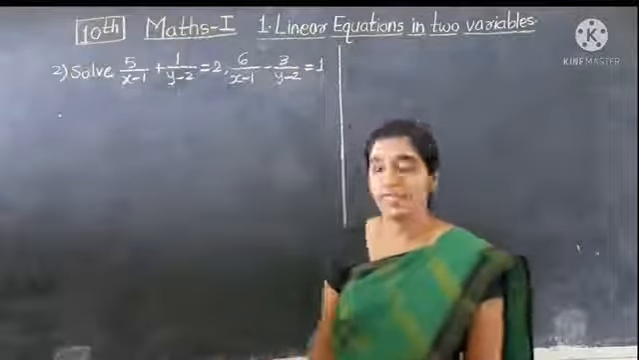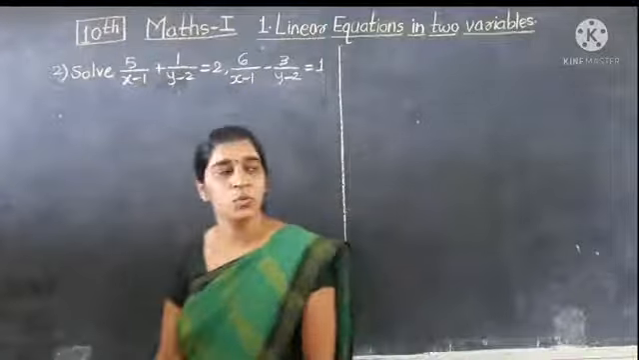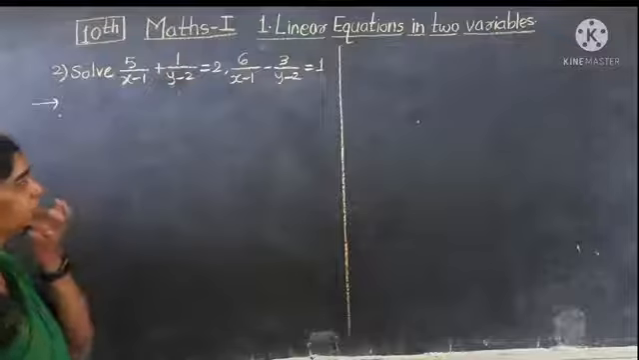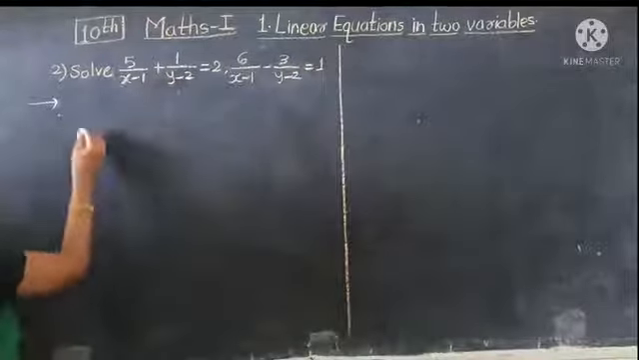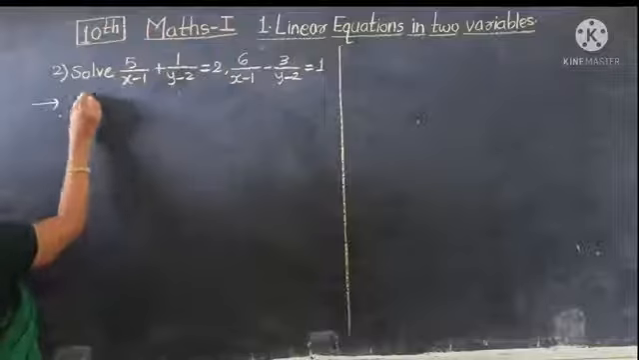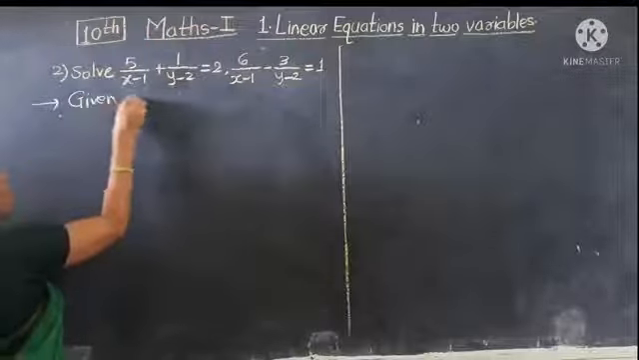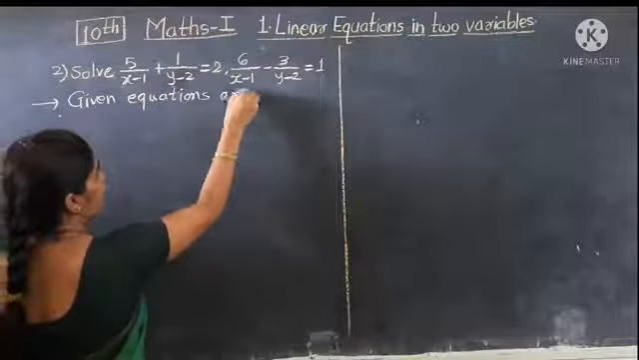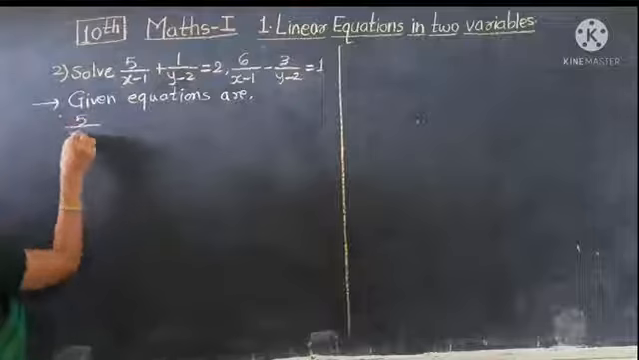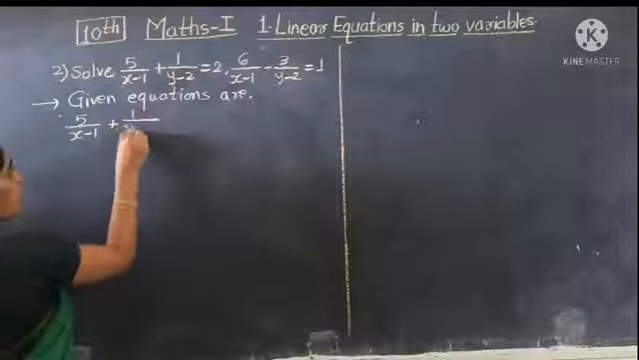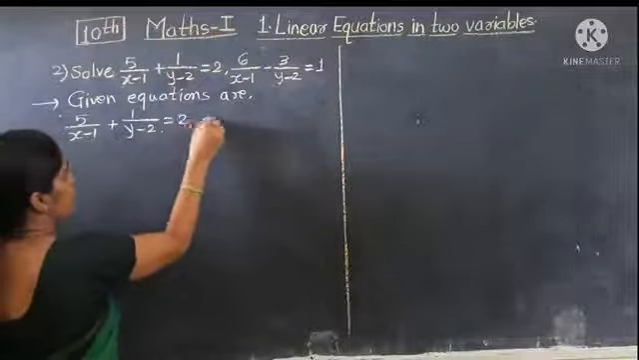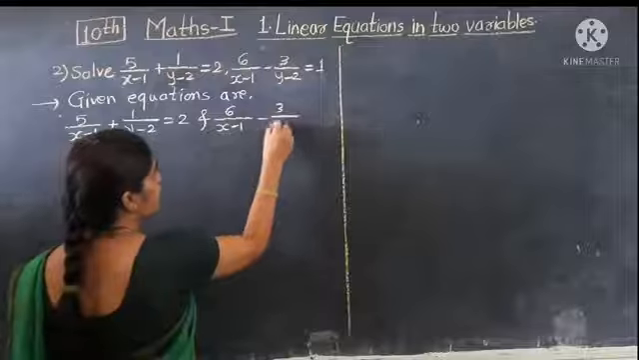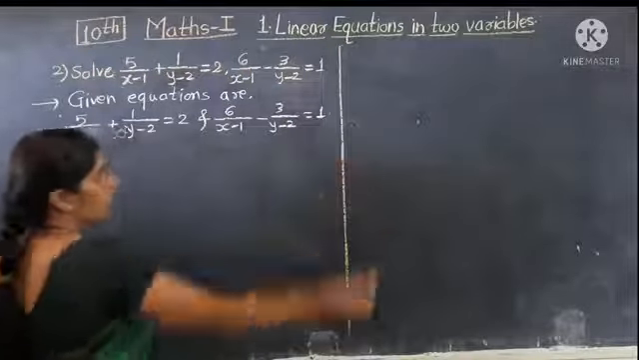Second example we will see. Solve 5 upon x minus 1 plus 1 upon y minus 2 is equal to 2 and 6 upon x minus 1 minus 3 upon y minus 2 is equal to 1. So we write here the given equations. What are the given equations? First, 5 upon x minus 1 plus 1 upon y minus 2 is equal to 2 and 6 upon x minus 1 minus 3 upon y minus 2 is equal to 1.